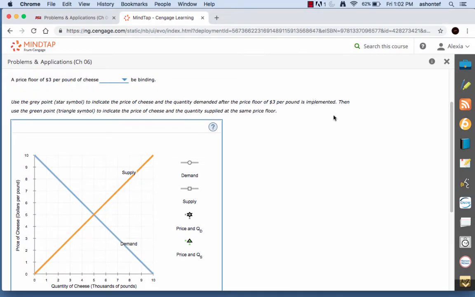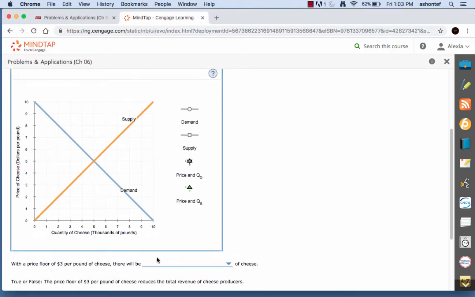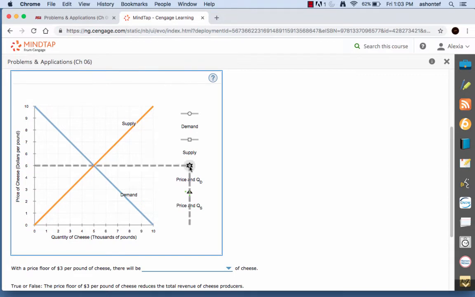So with all of that said, I actually think you'll be fine answering this particular question here, which is in the market for cheese. And the only thing I'll just remind you of, in this case, you're going to right-click on the star, and that's what you're going to use to kind of move around and get to whatever the question is asking you.